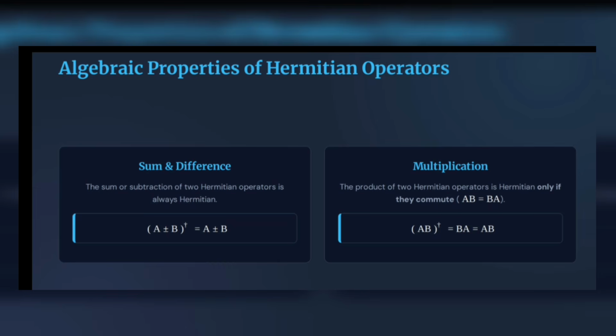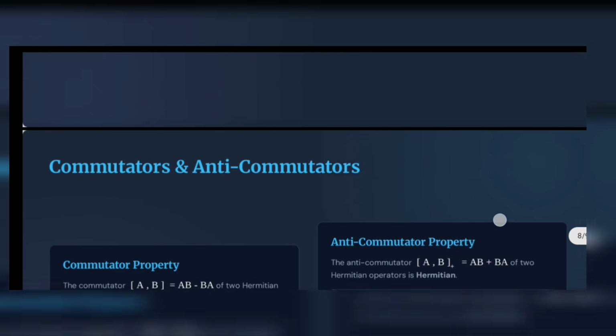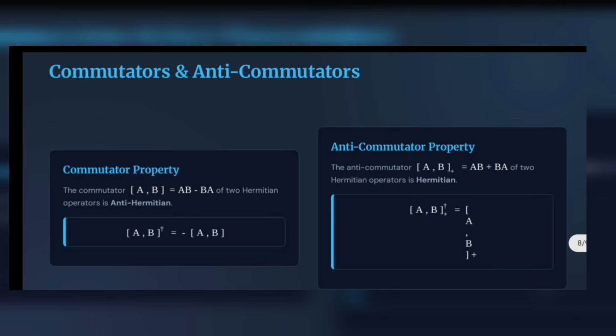Sums and differences: the sum or difference of two Hermitian operators is always Hermitian. Multiplication: the product of two Hermitian operators is only Hermitian if they commute, like AB equals BA. Commutators: the commutator of Hermitian operators, [A,B] equals AB minus BA, is always anti-Hermitian, [A,B] dagger equals minus [A,B]. Anti-commutators: conversely, the anti-commutator, {A,B} equals AB plus BA, is always Hermitian.